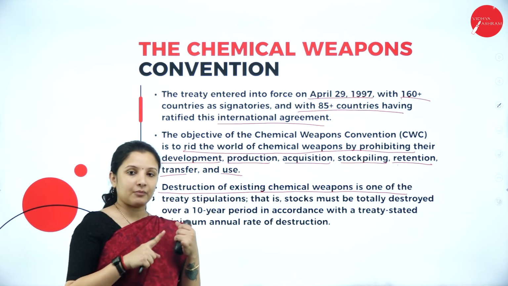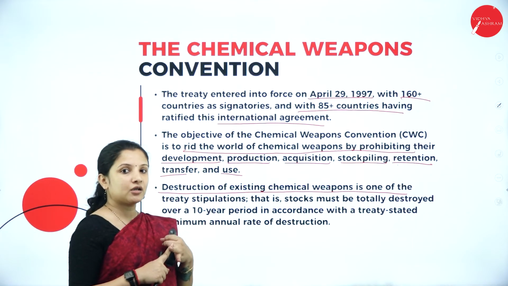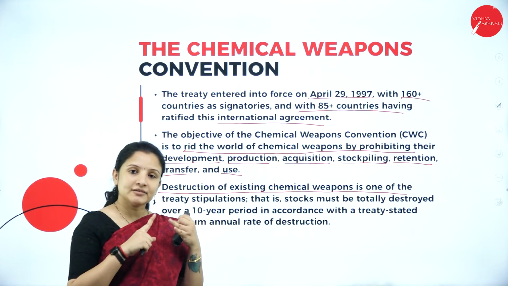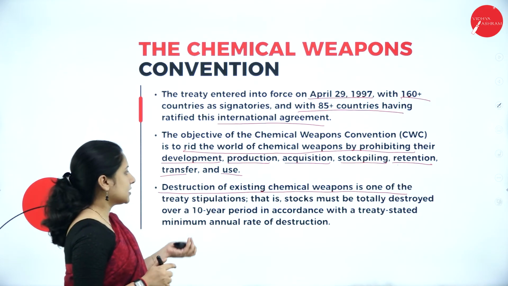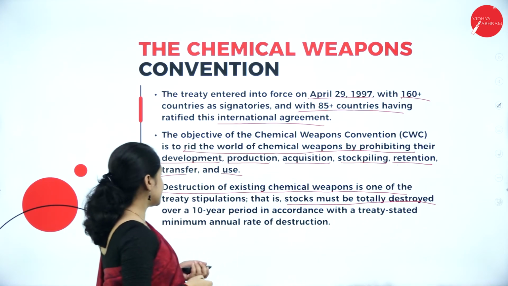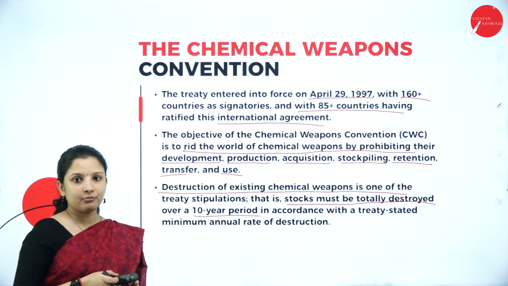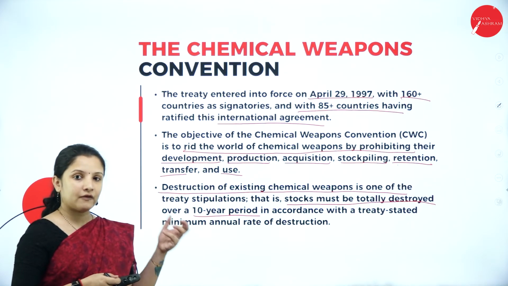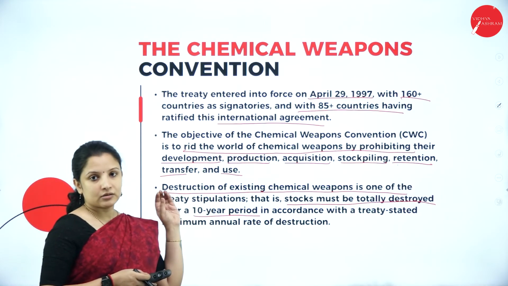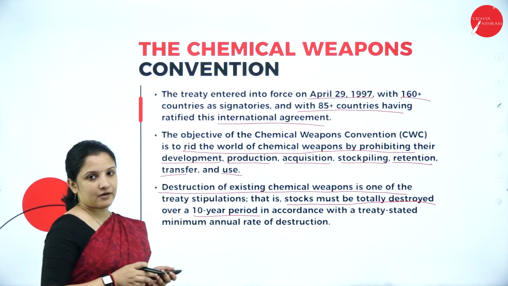wherein they not just check on the production and the use of chemical weapons, but if chemical weapons are already there in these particular countries, they are supposed to destroy them. And the stocks of chemical weapons must be totally destroyed over a 10-year period. So a 10-year period will be given to them. Within that period, whatever chemical weapons these countries possess or have stocked and piled up should be discarded or destroyed according to this particular treaty.